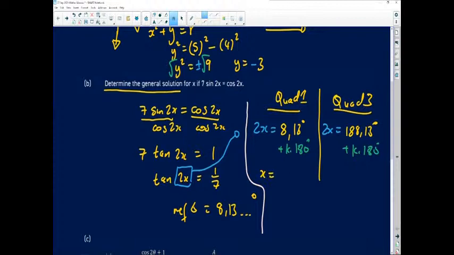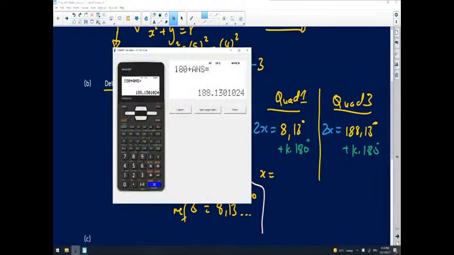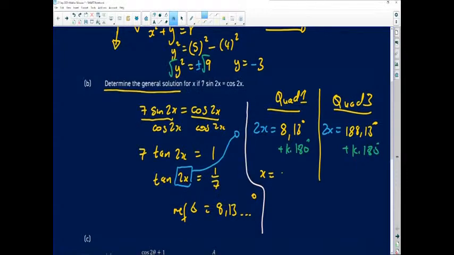Okay, so 8.13 divided by 2. Let's see what that's going to be. So that 8.13 is the answer that we have on the far right. I'm just going to divide that by 2. What do you get? You get 4.065, so that's 4.07 degrees plus k times the 180, which is also divided by 2. So that's k times 90 degrees. I wrote k twice, so let's remove this one. Plus k times 90 degrees, right?